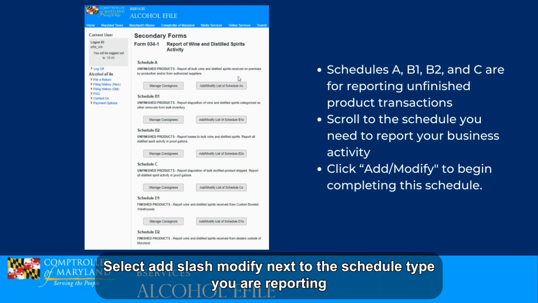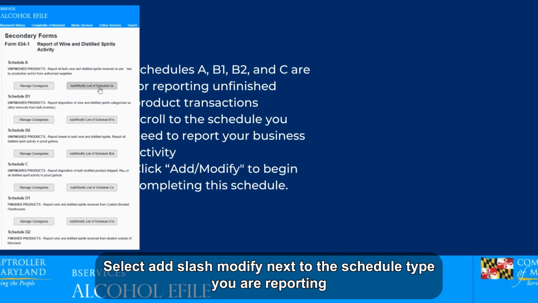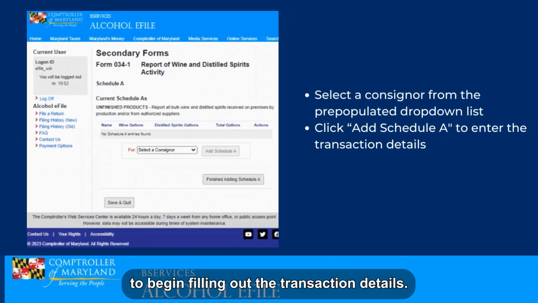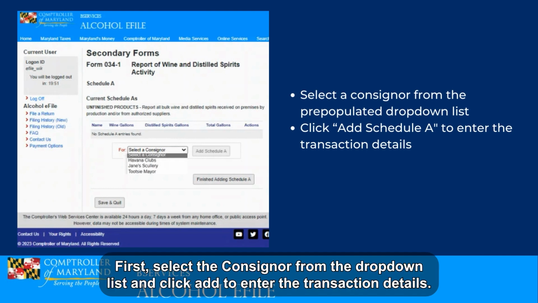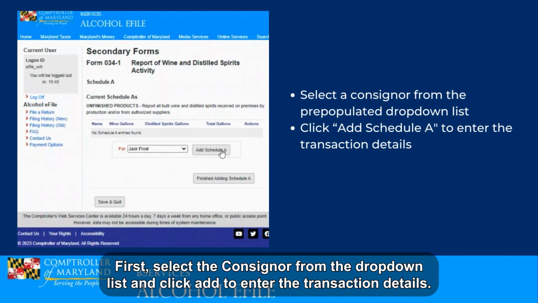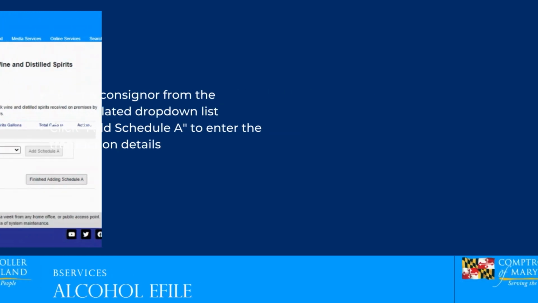Select Add/Modify next to the schedule type you are reporting. To begin filling out the transaction details, first select the consignor from the drop-down list and click Add to enter the transaction details.